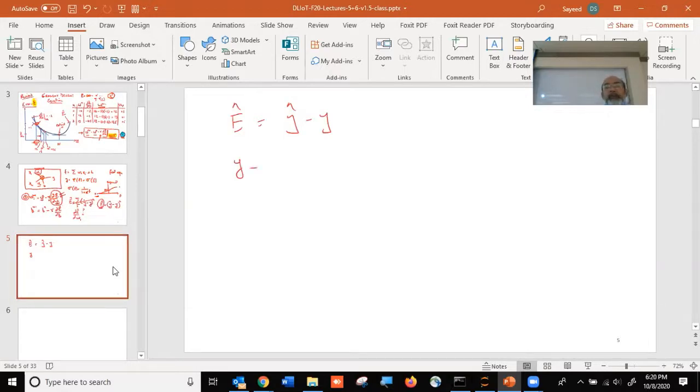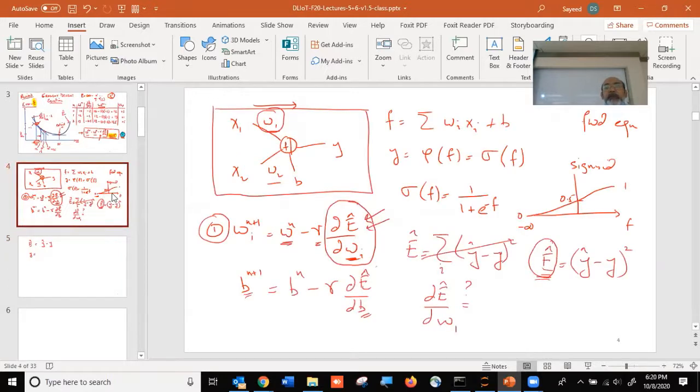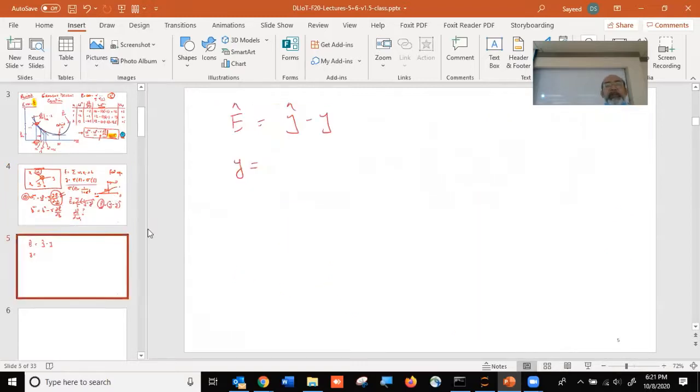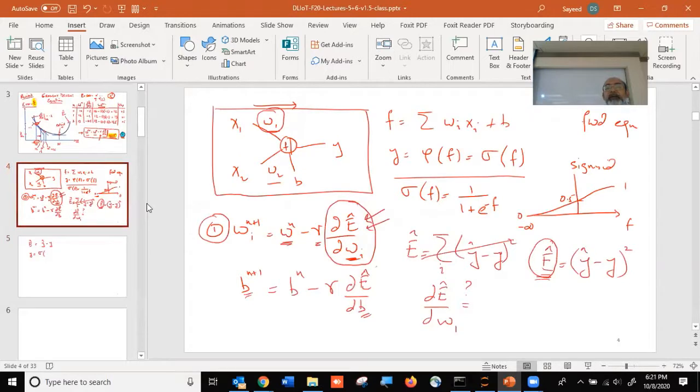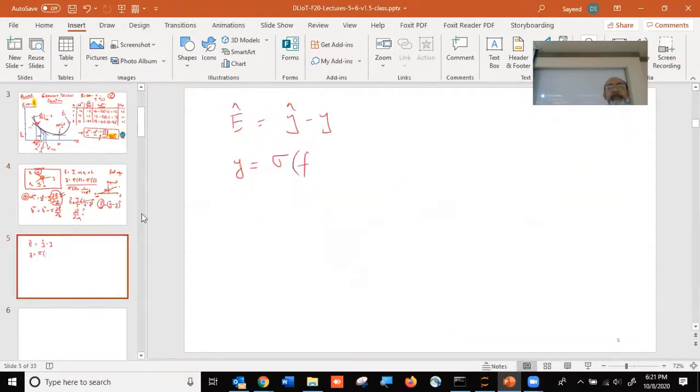So y was given by what? If you look at the previous equation, what was the equation for y in terms of the rest of it? It's based on an activation function, right? So we've got that over here. So let's write y in terms of the, so it can be simply written as y is equal to sigma of f. However, f now in turn is written in terms of x, and this is simply w sub i, so we've got plus b, all right?